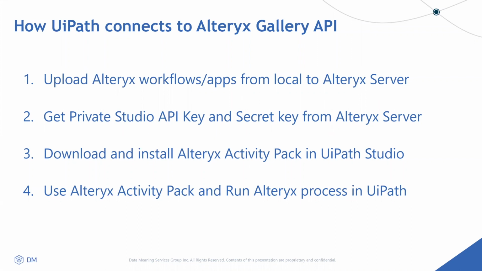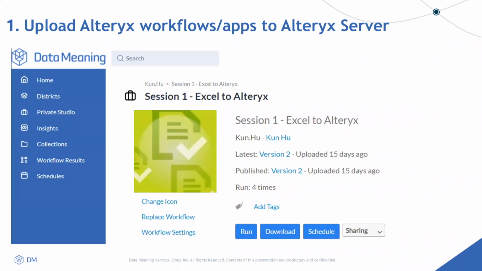Then from the UiPath side, you need to install what they call the Alteryx Activity Pack. This Activity Pack is nothing but all kinds of different REST APIs, but UiPath just wraps them up as activities. So once you finish that, you can start building the process in the UiPath, then just trigger the process from the Alteryx server. I will give you the demo later. Let's just go through these steps real quick.